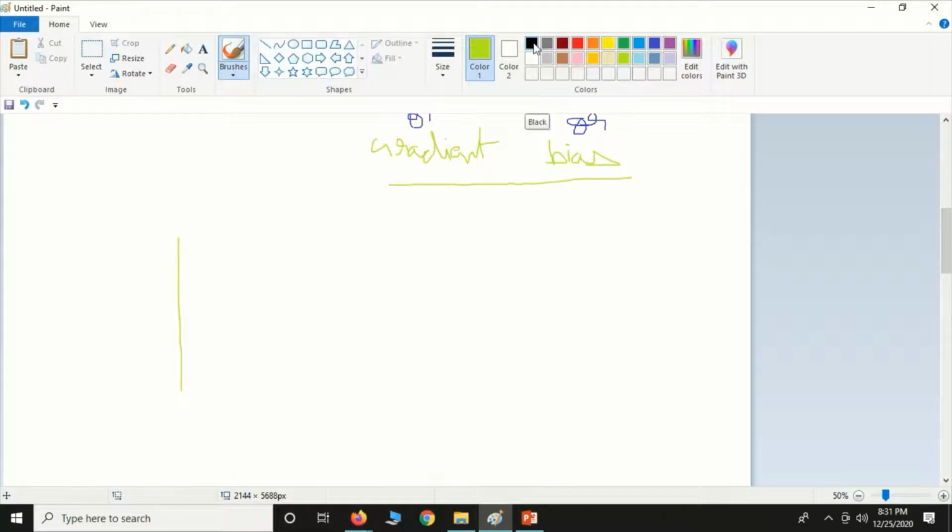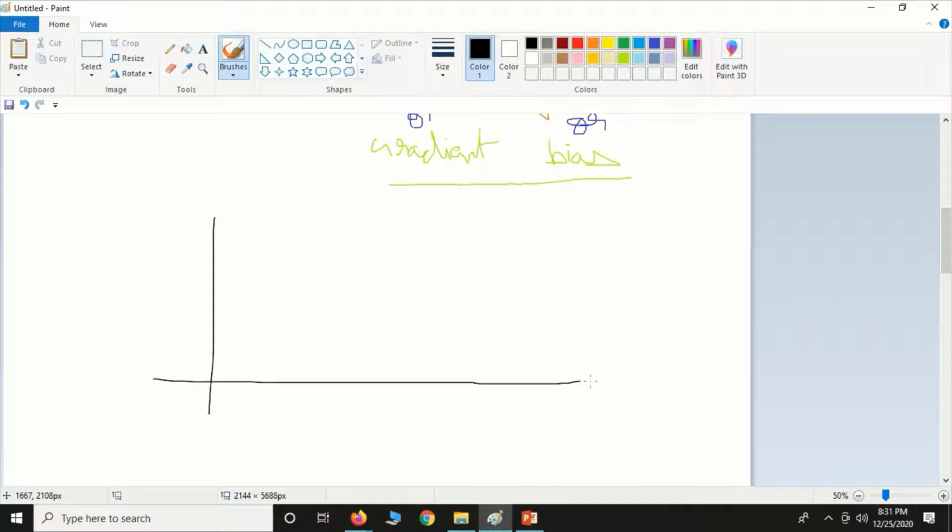For example, if I have a data set of 100 or 200 values, 100 points, I'm plotting it. X and Y values are plotted. It is a scatter plot, so it will be scattered over the whole surface of the plot. This is the y-axis, and this is the x-axis.